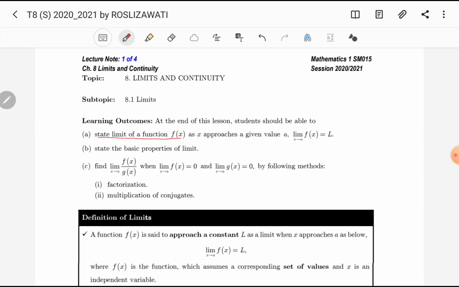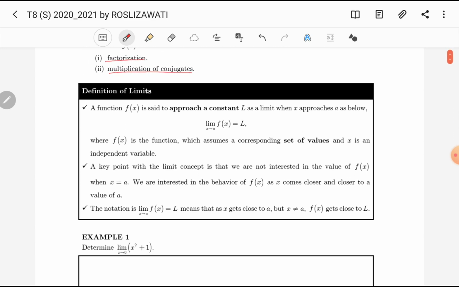Okay, so at the end of this video, students should be able to state the limit of a function f(x) as x approaches a given value a, state the basic properties of limit, and find limit by using factorization and multiplication of conjugates.